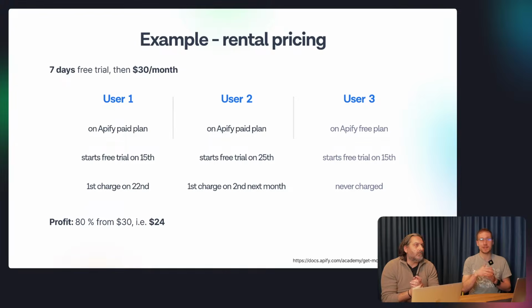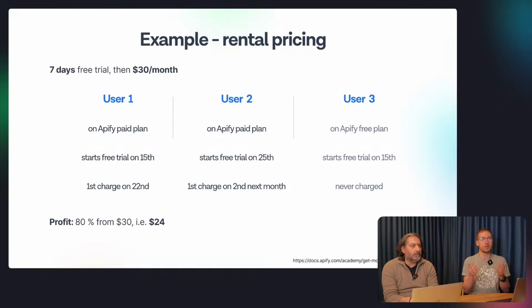So the first one is the example with rental pricing. Imagine you published an actor, and you set the price to $30 a month. And you decided that the users will have 7 days to try the actor for free. For the sake of example, let's say you have 3 users. The first two are on Apify paid plans, and the third one is on a free plan. So we can disregard the third user for profit computation.